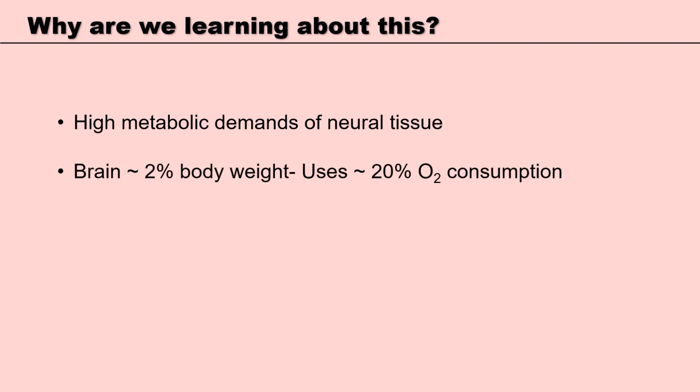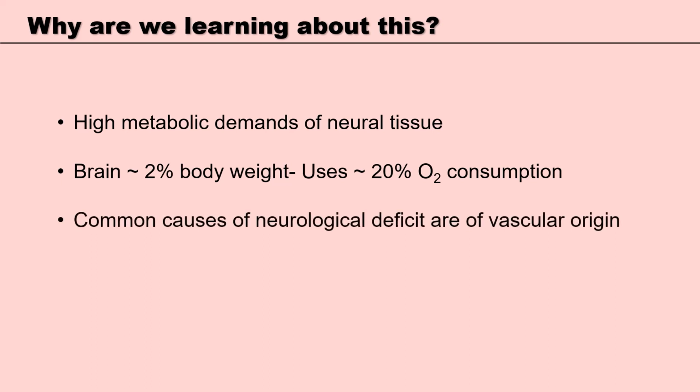Additionally, one of the most common causes of neurological defects is due to a vascular issue. And we also know that there are many anastomoses between the vessels of the head and neck. That means that there are many routes of infection to the CNS by the blood supply. So let's go and have a look at the learning objectives for this video.